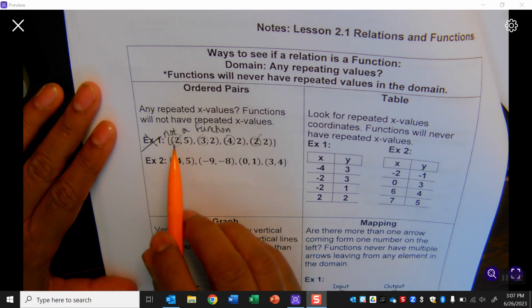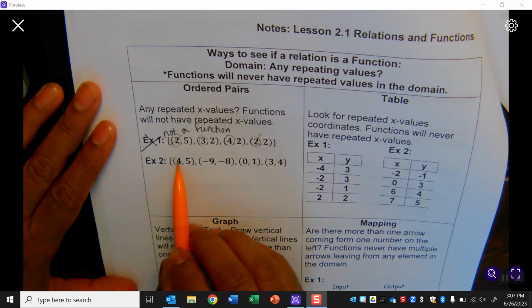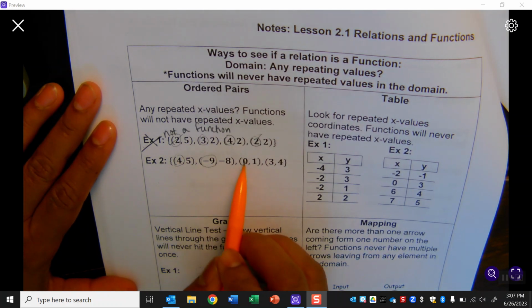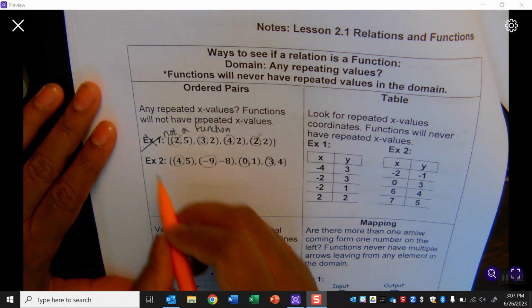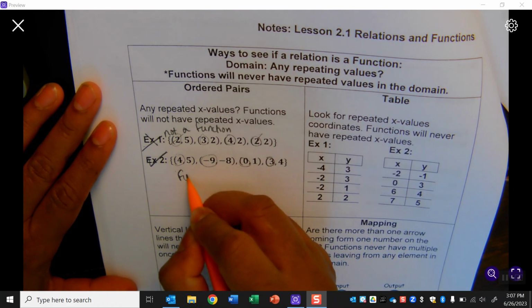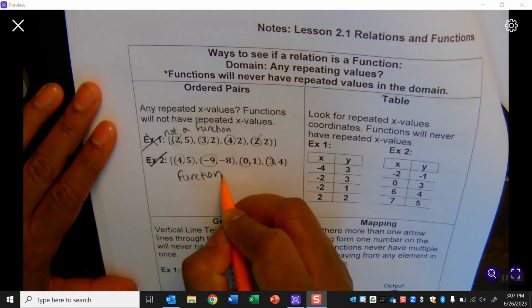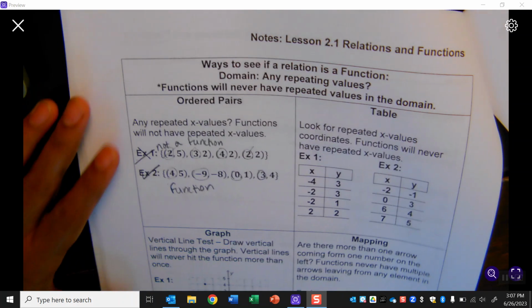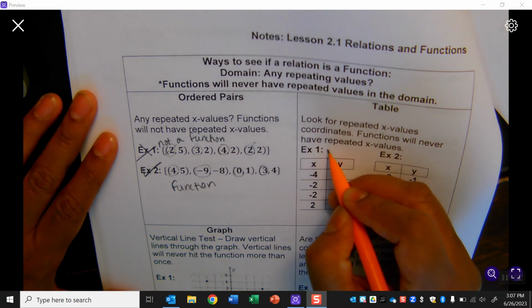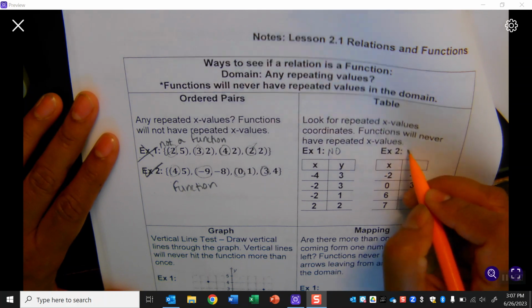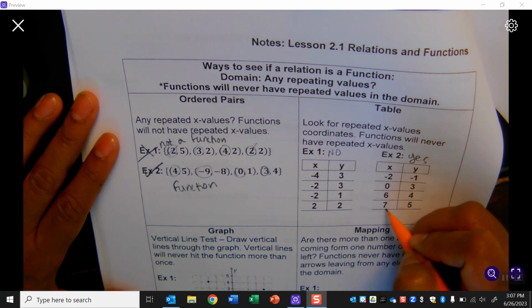Example 2, maybe it is a function. 4, -9, 0, and 3. Yes, it is a function, only because the x value is not repeating. This one is not a function. This one is, yes, a function because the x values are not repeating.